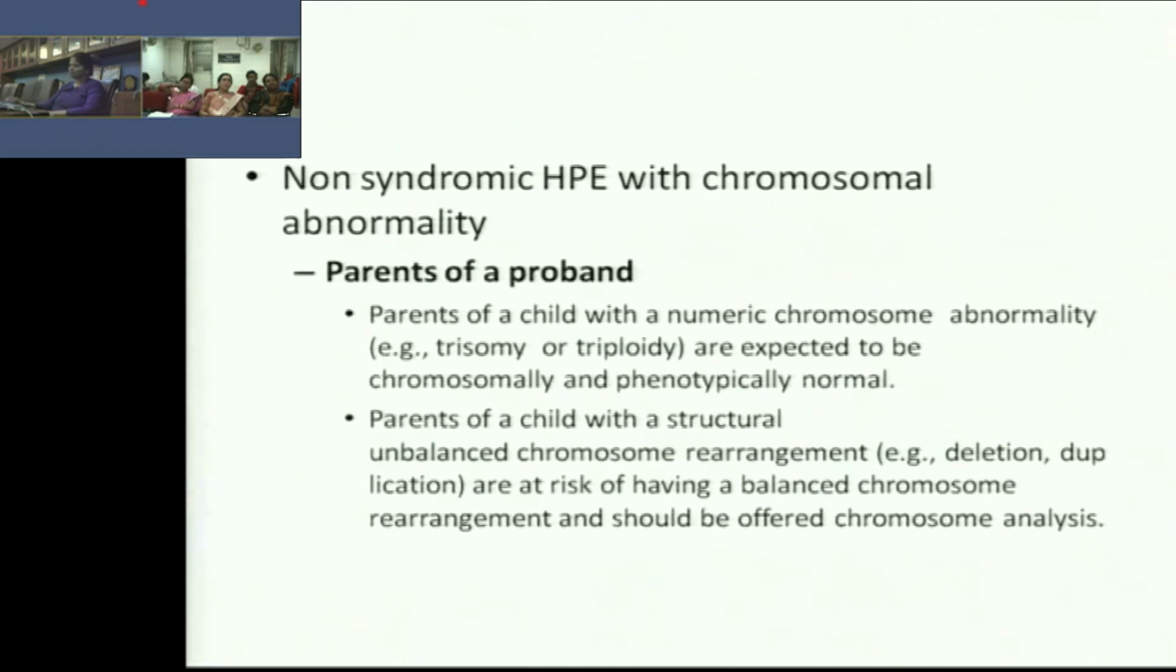In the non-syndromic case with chromosomal abnormality, the parents of a child with a numeric chromosome abnormality like trisomy are expected to be chromosomally and phenotypically normal. Generally, when the proband has trisomy or triploidy, we expect the parents to be normal. Whenever a child has a structural, maybe unbalanced, chromosome rearrangement due to deletion or duplication, the parents are at risk of having a balanced chromosomal rearrangement. They should be offered chromosomal analysis, because then, with subsequent pregnancies, we can predict the risk.